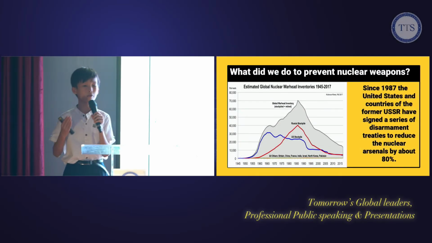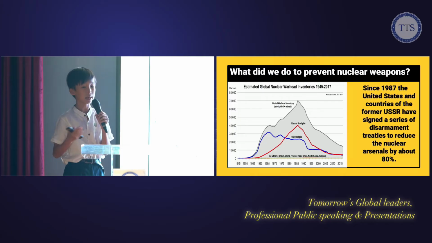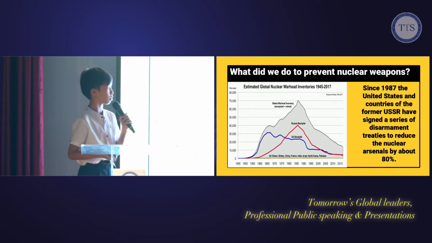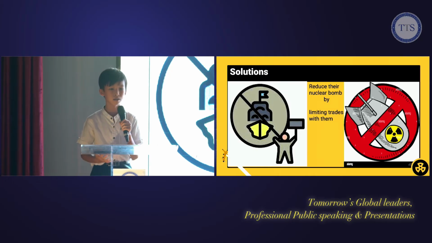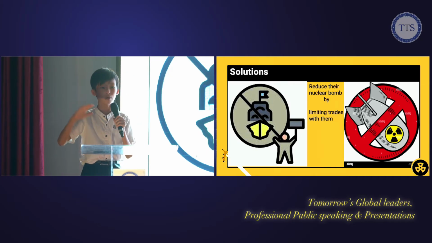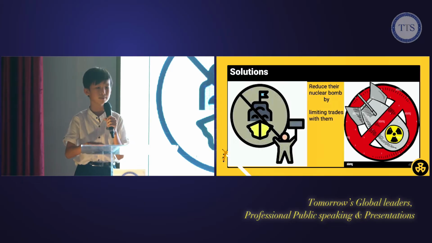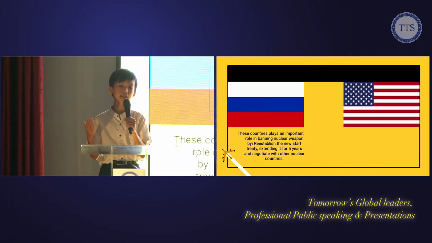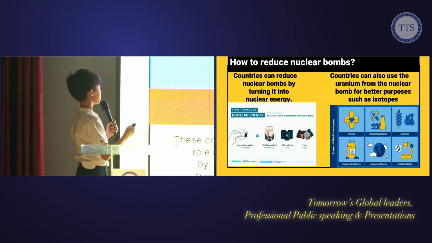Since 1987, the former Soviet Union and America have signed a series of disarmament treaties to reduce their nuclear bombs by 80%. This sparks a hope that maybe we could re-establish the 1987 miracle. Non-nuclear countries can cooperate with each other to limit trade with nuclear-armed countries to force them to reduce their nuclear weapons, or else we will put very, very high tariffs on them. After all, they can negotiate with other nuclear-armed countries to set up a new world rule without nuclear weapons.